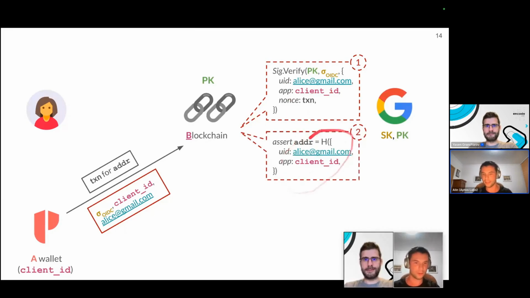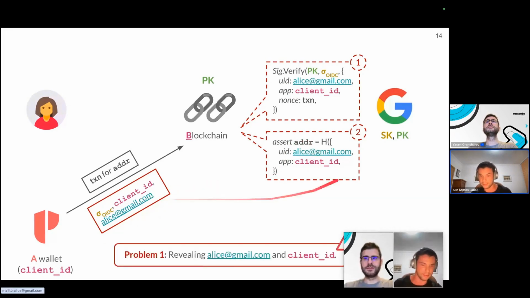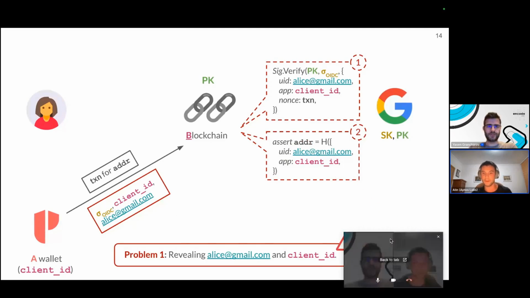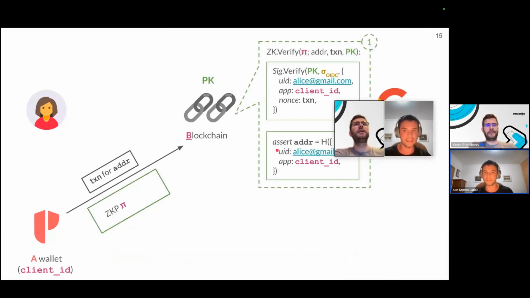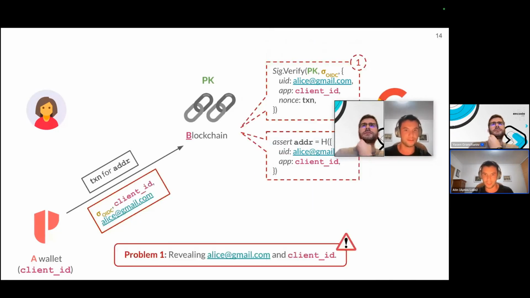And of course, for this, it has to actually match the address with the email and client ID in the request. But like I kind of hinted earlier, there's a big problem here. We are revealing the email address and the application ID to the blockchain. So we really want to avoid that. And so what are we going to do for that? We're just going to sprinkle some zero knowledge.